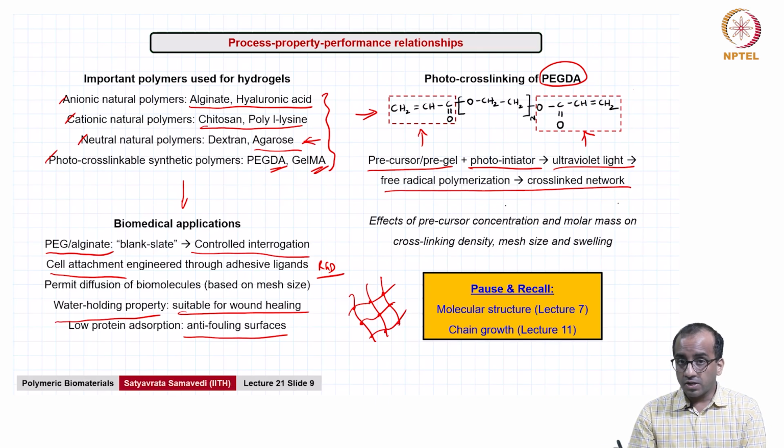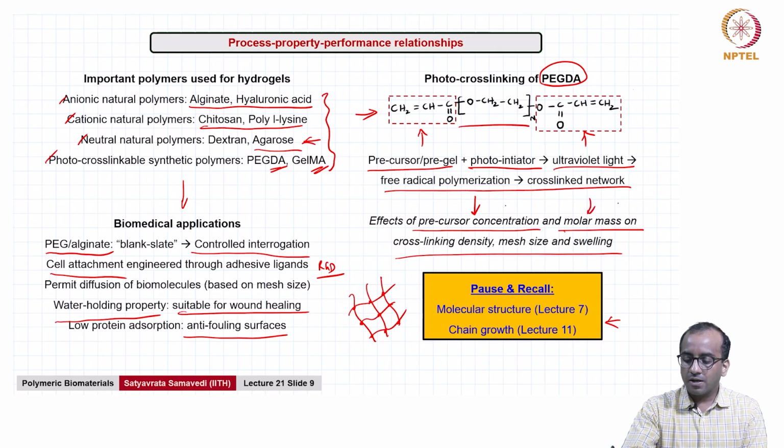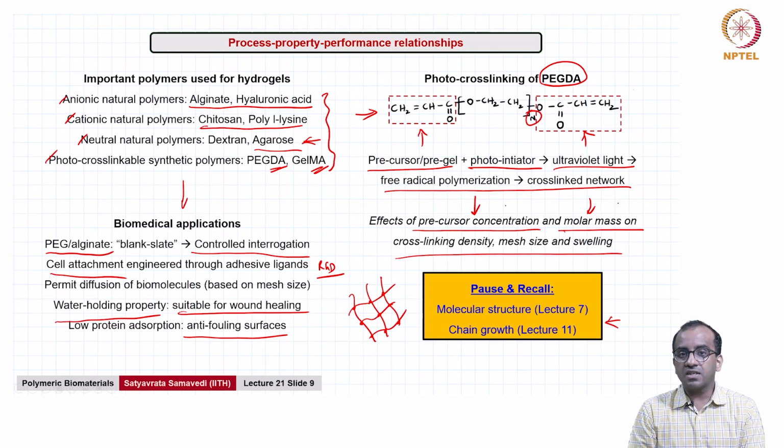And this is something we've already looked at in some detail in both molecular structure in lecture 7 and chain growth in lecture 11. But what we want to highlight here is the effect of precursor concentration and molar mass on the cross-linking density, mesh size and swelling. So these are factors or parameters that you can change or is within your control. So the precursor concentration, the concentration of the precursor or the pre-gel in solution and the molar mass of the PEG itself. So the n here, both of these are under your control.